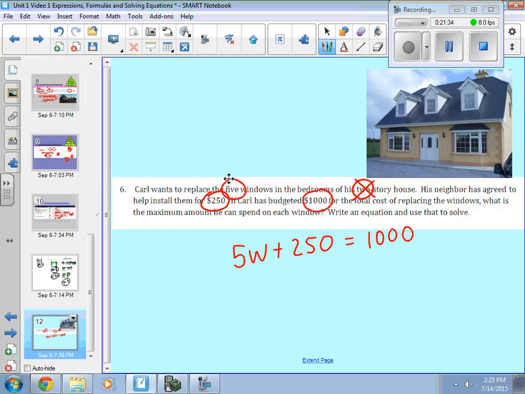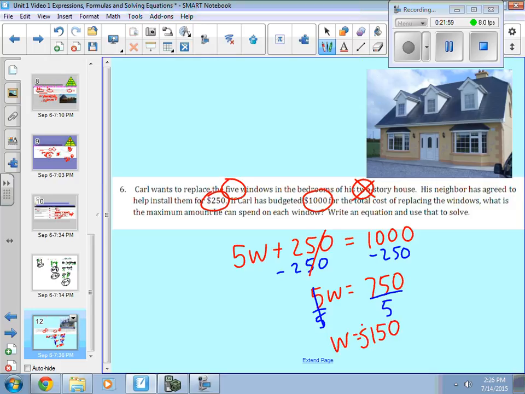So let's take out the $250. We know he's paying his neighbor that to help him. So that leaves Carl with $750 to spend on 5 windows. If we divide equally by 5, it looks like he's going to have $150 to spend on each window. So that's how you go through and do a word problem. All right, you guys are going to try a worksheet now. Hopefully this video has helped you out a little bit.